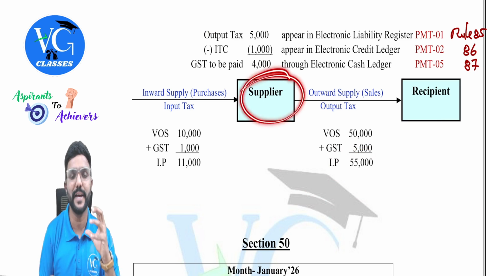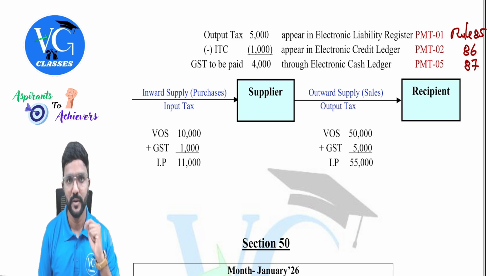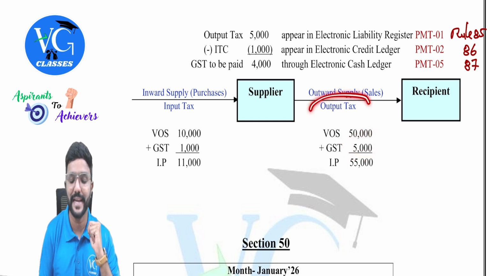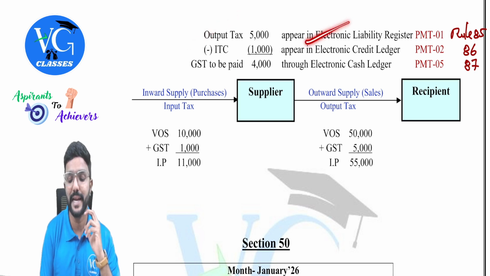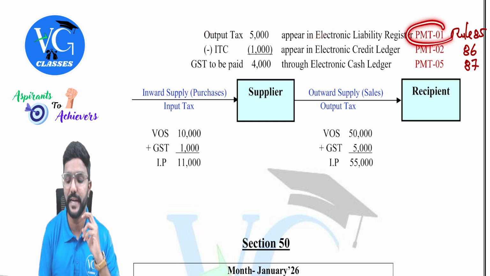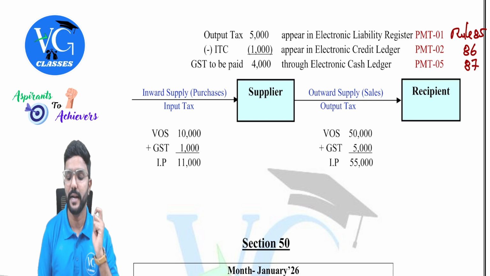So this registered supplier will file his GSTR1 giving the details of his outward supply. On that outward supply, what is the amount of GST? 5,000, which we call output tax. So this output tax will appear in the electronic liability register, which is maintained in PMT01. PMT stands for payment. And it is maintained as per rule 85, guys.